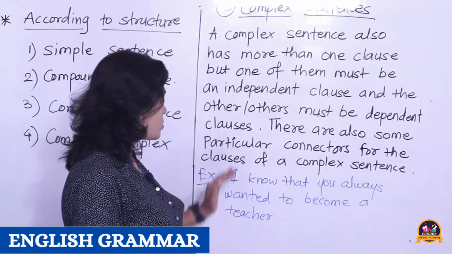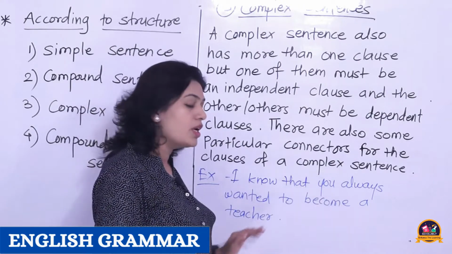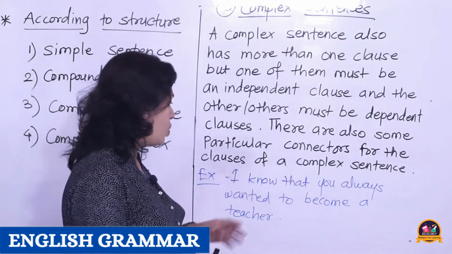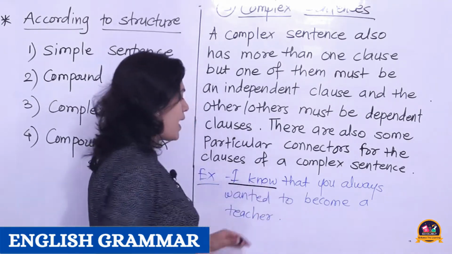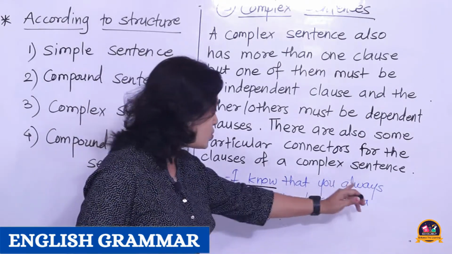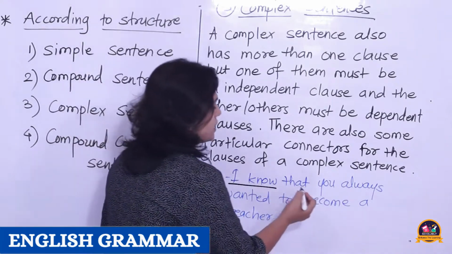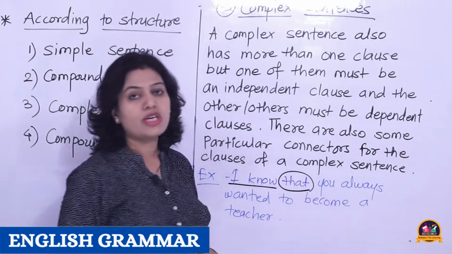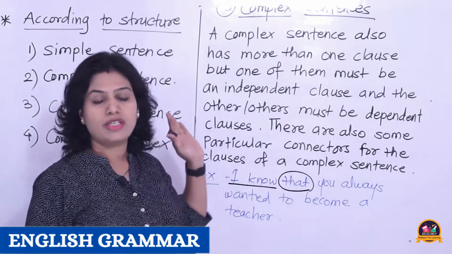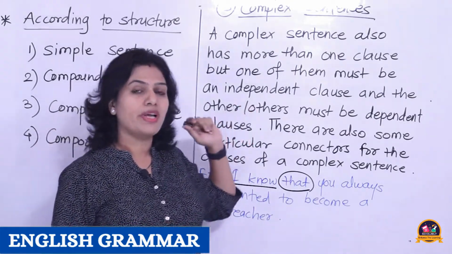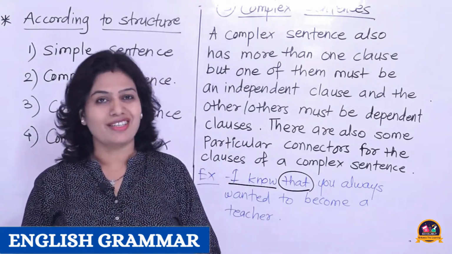The example of this complex sentence is, I know that you always wanted to become a teacher. I know, this is the independent clause, and the dependent clause is that you always wanted to become a teacher. Here this word that is used as a connector, connecting this dependent clause with this independent one. So this is the structure of a complex sentence. Let's see the last type, that is compound complex sentence.